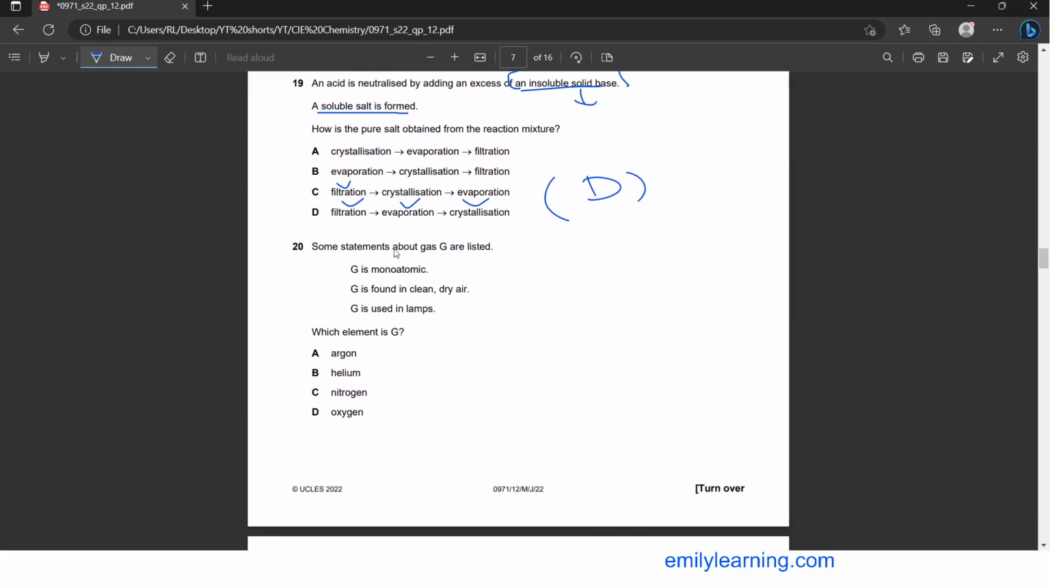Going on to 20, some statements about gas G are listed. G is monoatomic, that means it belongs to group 0, the noble gas group, or group 8. It is found in clean dry air. So which gas is found in clean dry air? It is argon. It's used in lamps. Yes, argon is also used in lamps. So the answer is definitely A.